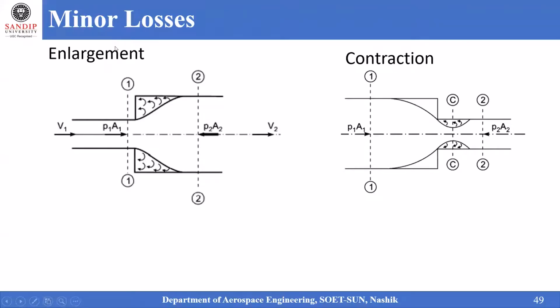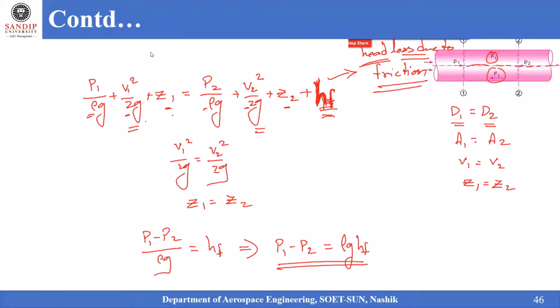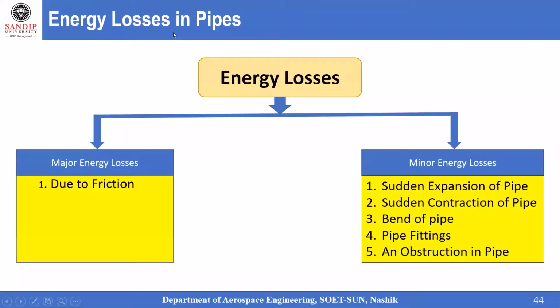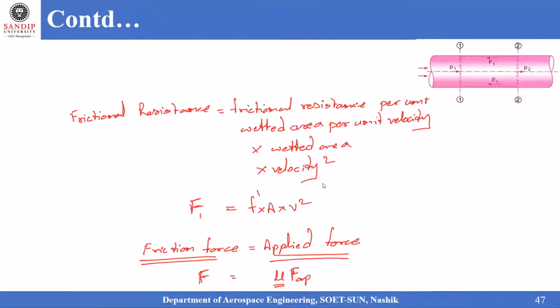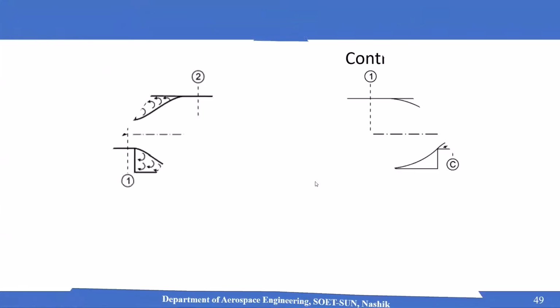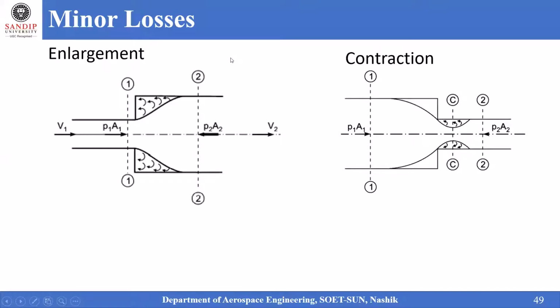Now let us discuss the other side of this chart we have. So we are done with the major losses. Now we will go with the minor losses here. So that is minor energy losses. Minor energy losses are due to the enlargement. Let us discuss the losses due to the enlargement.